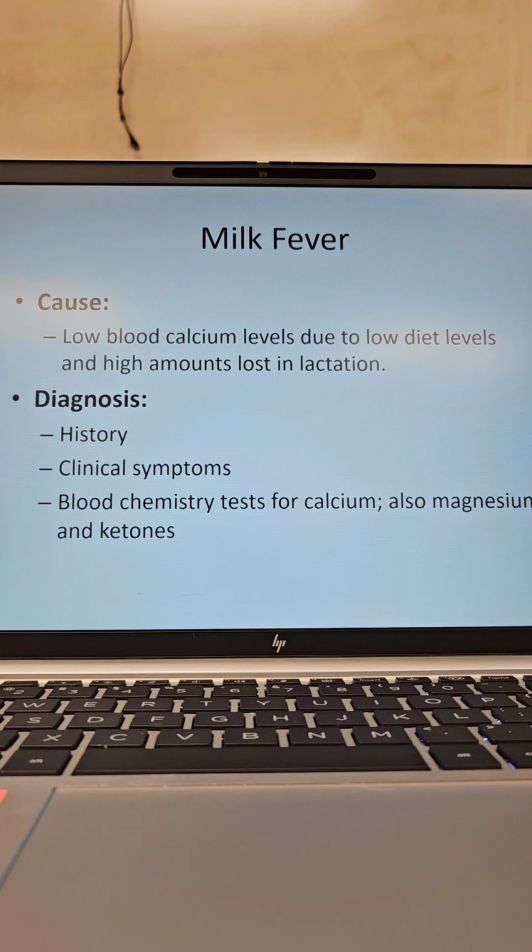Diagnosis is through history and clinical symptoms. You're going to take some blood work. You're going to run it. You're going to see that there's a lack of calcium. They're also going to have low magnesium and ketones.